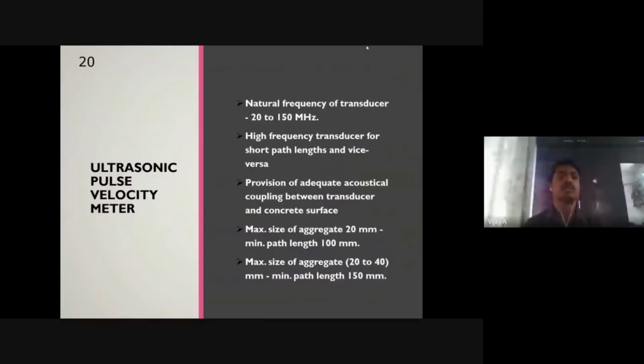Okay, so for the ultrasonic pulse velocity meter, the natural frequency will be 20 to 150 kilohertz. Use a high frequency transducer for short path lengths and vice versa. Provision of adequate acoustical coupling between transducer and concrete surface is very important. And for a maximum size of aggregate of 20 mm, the minimum path length will be 100 mm. When the maximum size of aggregate crosses 20 mm, the path length will be 150 mm. Path length means the way in which the sound waves travel.